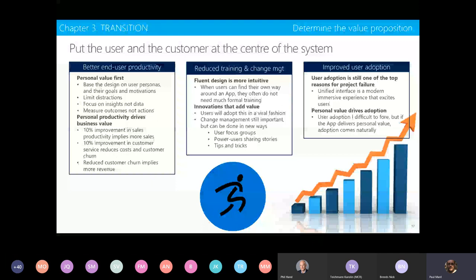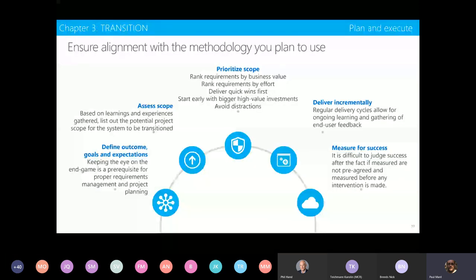Right, now planning and executing the transition, just a few guidelines. Define your outcome, goals, and expectations. If you don't know what the end game is, you reduce the odds of arriving there with success. Assess the scope and then prioritize the scope. I like to rank requirements by business value. I like to rank requirements by effort. And I'd like to deliver some quick wins first and start early with the bigger high value investments, but get some quick wins out there.